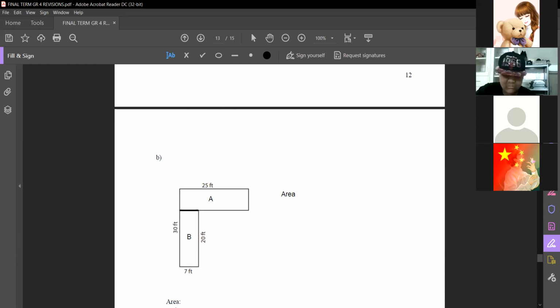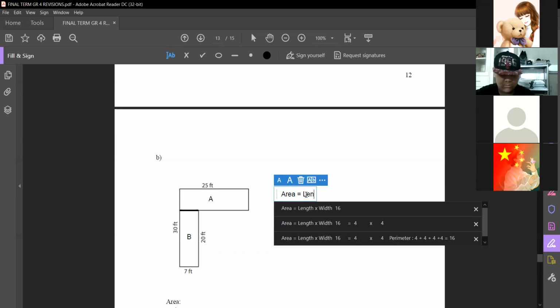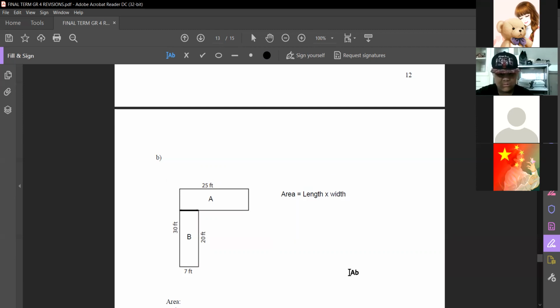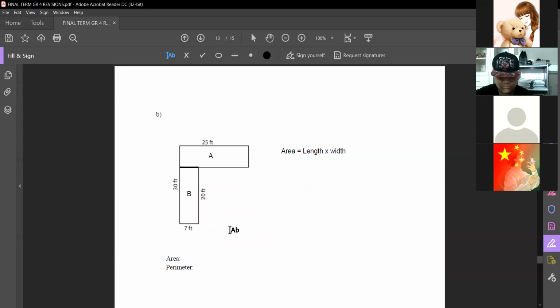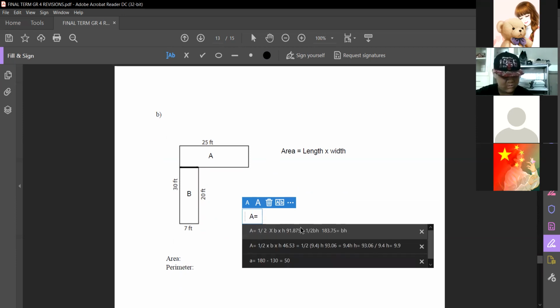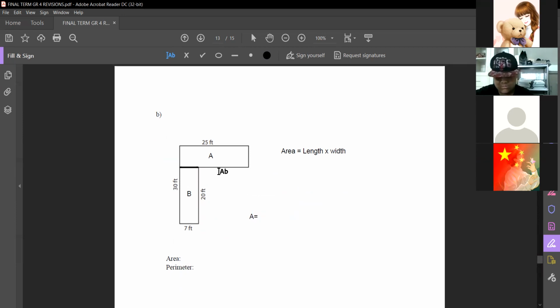Length times width. Very good. Okay, length times width. So this is the very important formula you must write in your exam paper. Okay, so which one do you need to count first? Shall we start with A?